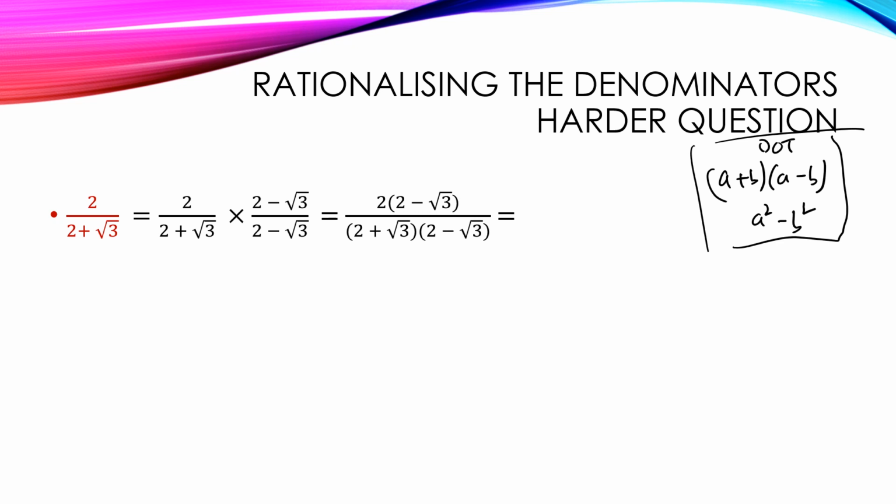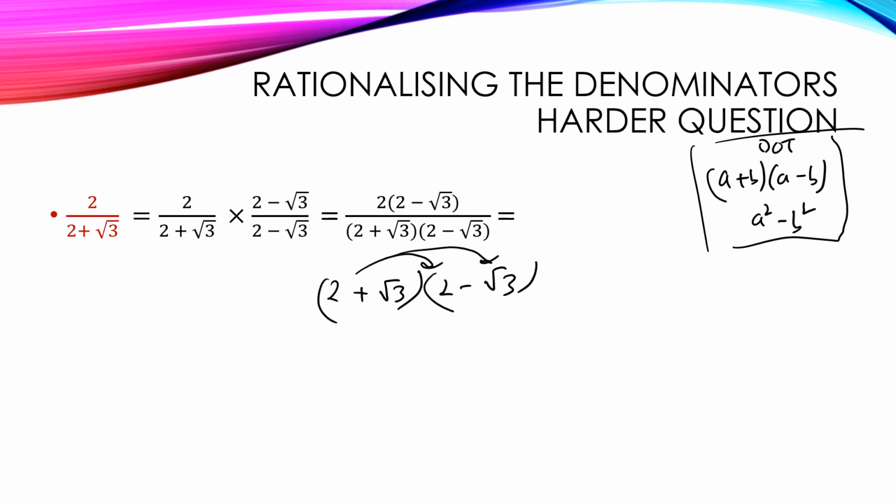All you have to remember is that rather than using 2 plus square root of 3, you multiply by 2 minus square root of 3. So you change the sign. From the top, you could just put the 2 minus square root of 3 and leave the 2 outside to put it into a bracket. At the bottom, you multiply 2 plus square root of 3 by 2 minus square root of 3, multiplying each term together.